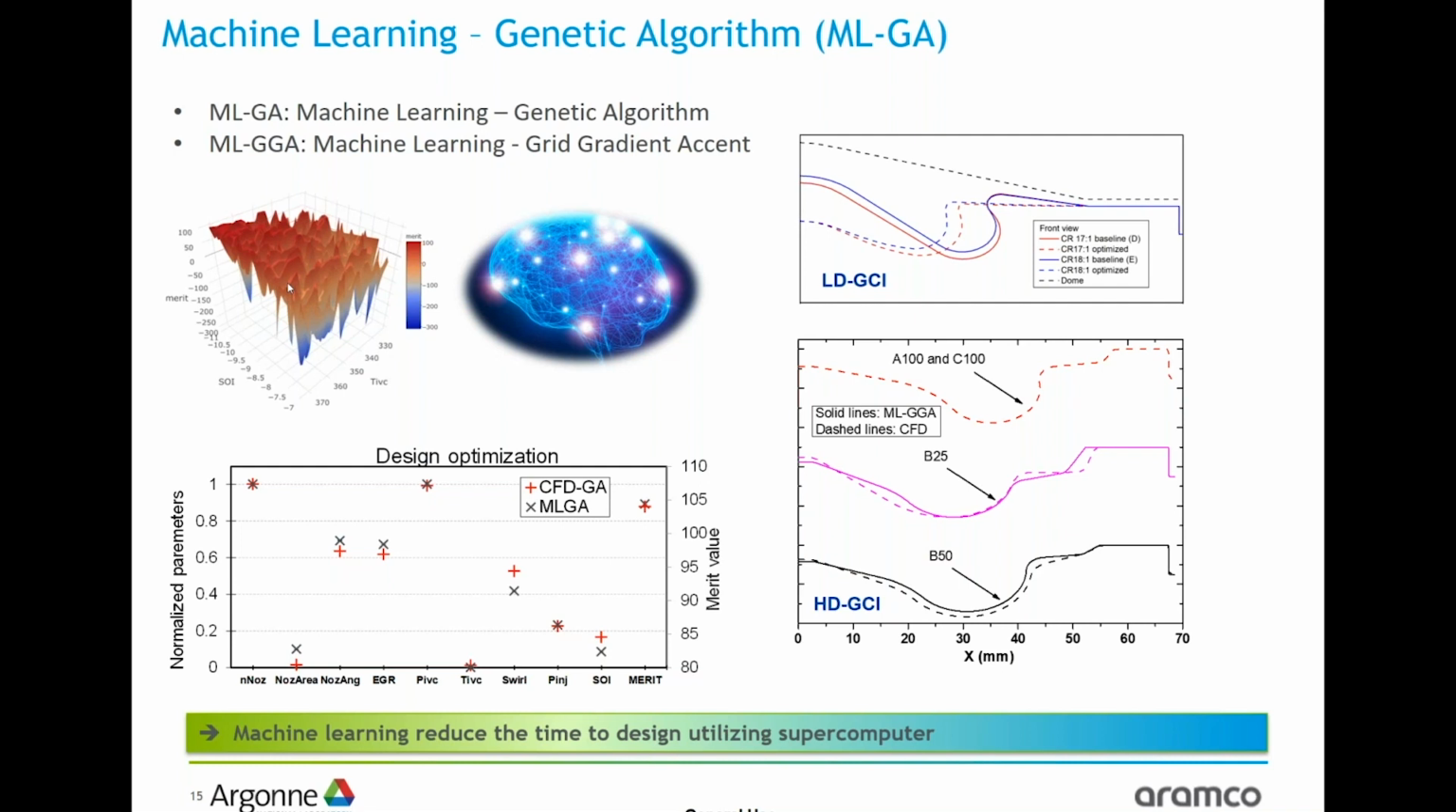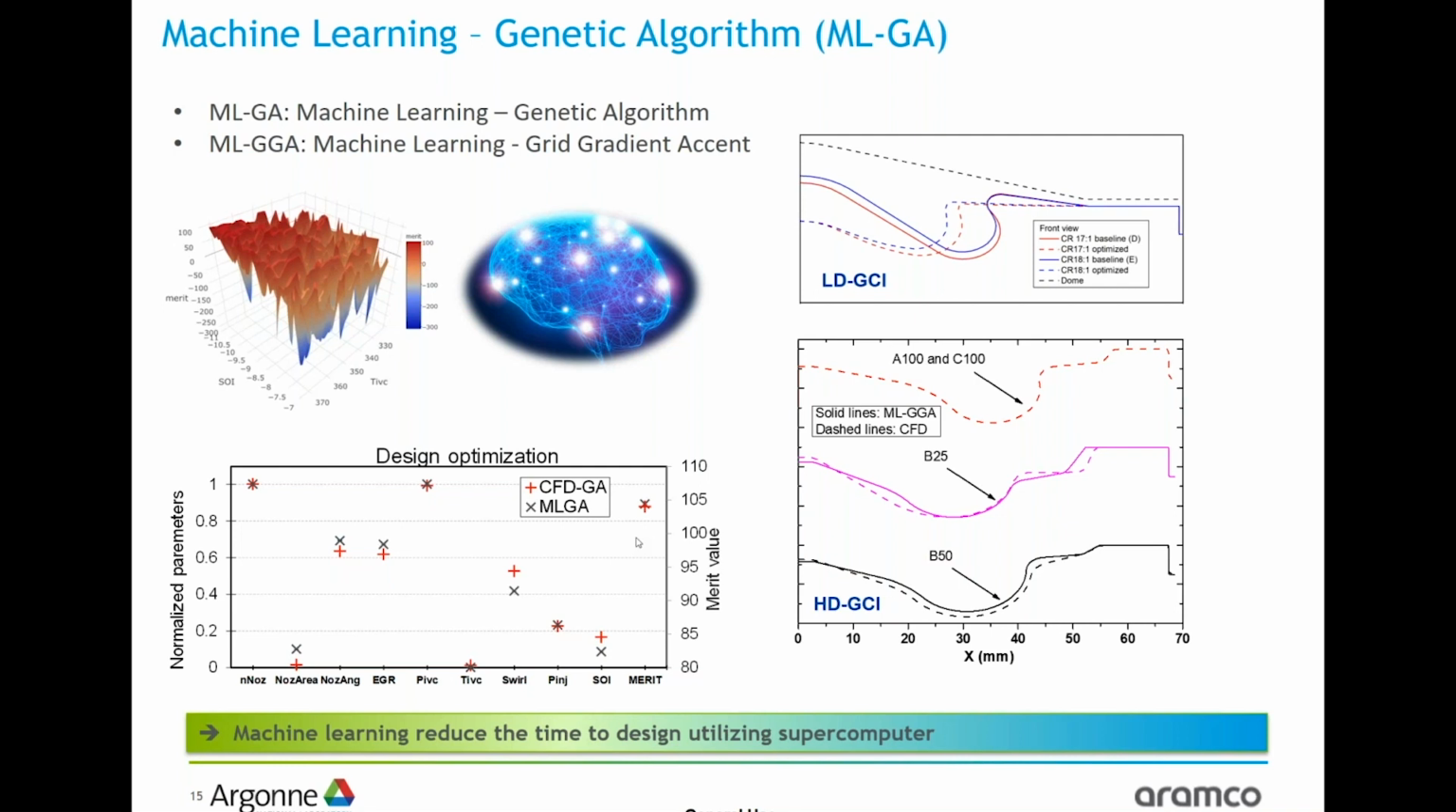So then, the first example of this machine learning GA method, the plot at the bottom, you can see for 90 different design parameters here, using a traditional CFD GA method compared to this newly proposed machine learning method, you can see it's pretty good results compared to the traditional method. And again, this significantly reduces the time to design using the supercomputer while still achieving really good results.